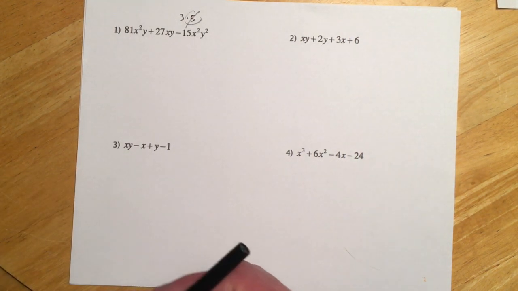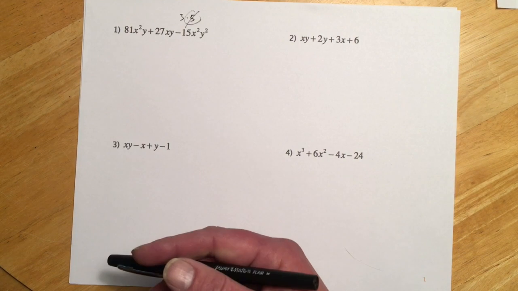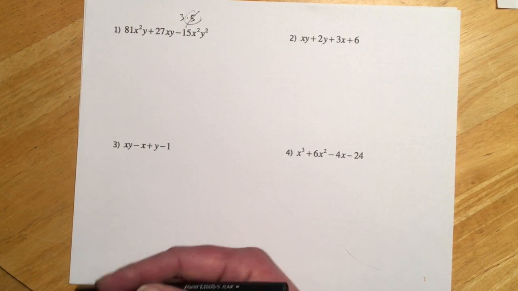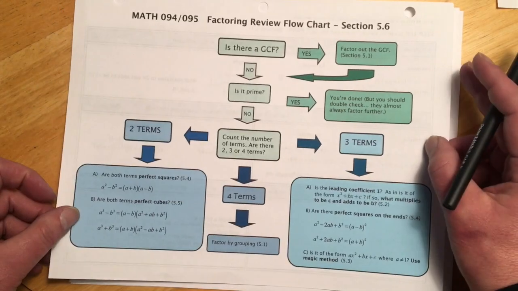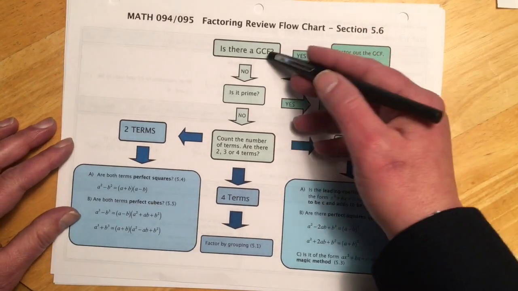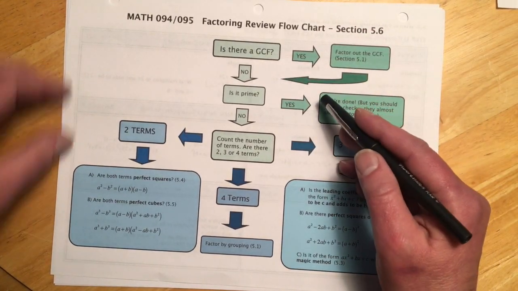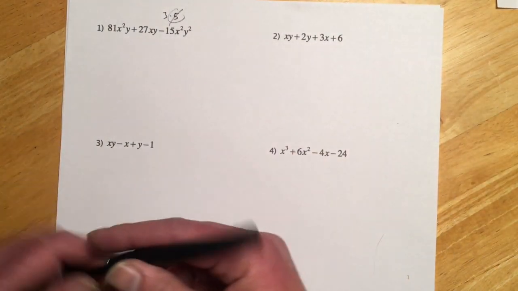Okay, so the first of our factoring methods, well, the first thing in factoring is, let me grab the flow chart. So there's this flow chart that goes with factoring. So is there a GCF? And so the first thing we learned in factoring is to look for a GCF. So that is this first problem.